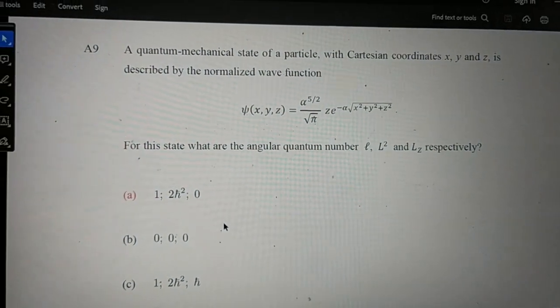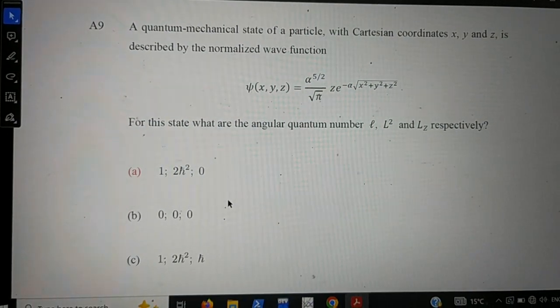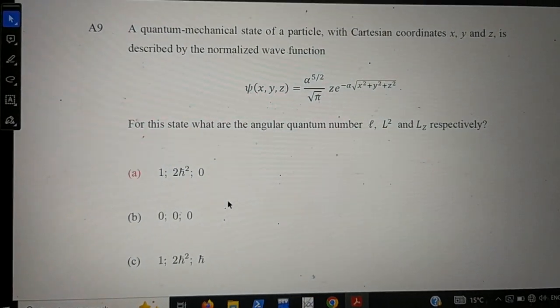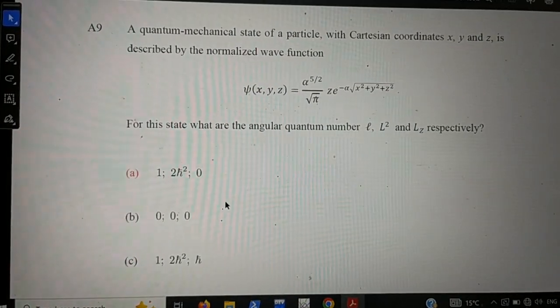Now question number 9. This is also easy. You are given a wave function. You just need to find the angular quantum number L and the expectation values of L square and Lz. So this is quite easy.